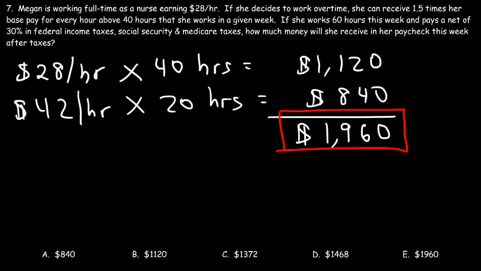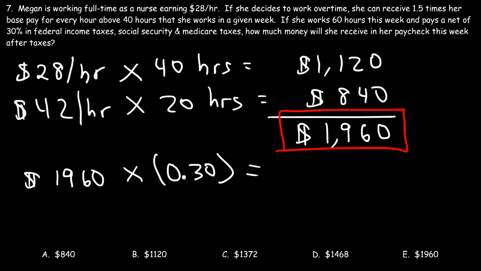Now she's going to pay 30% in taxes. This includes the federal income tax, Social Security, and Medicare taxes. So we're assuming she doesn't have to pay any state income taxes. So what's 30% of 1960? 30% as a decimal, if you take 30 and divide it by 100, that's going to be 0.30. So 1960 times 0.3 is 588. So that's how much she pays in taxes.